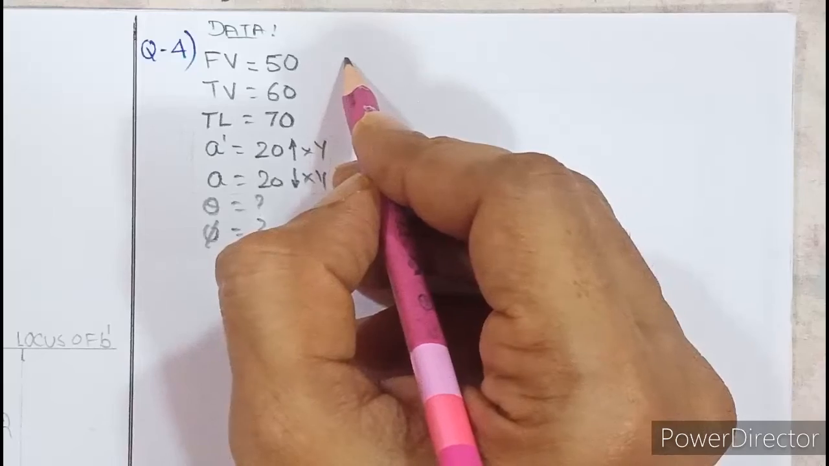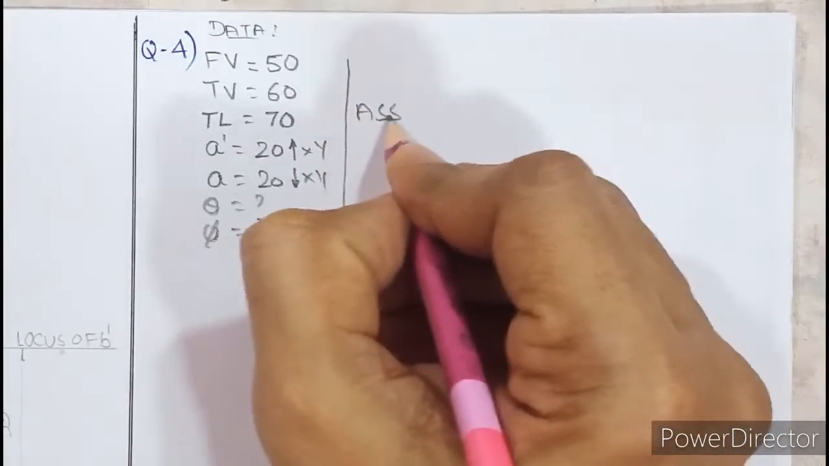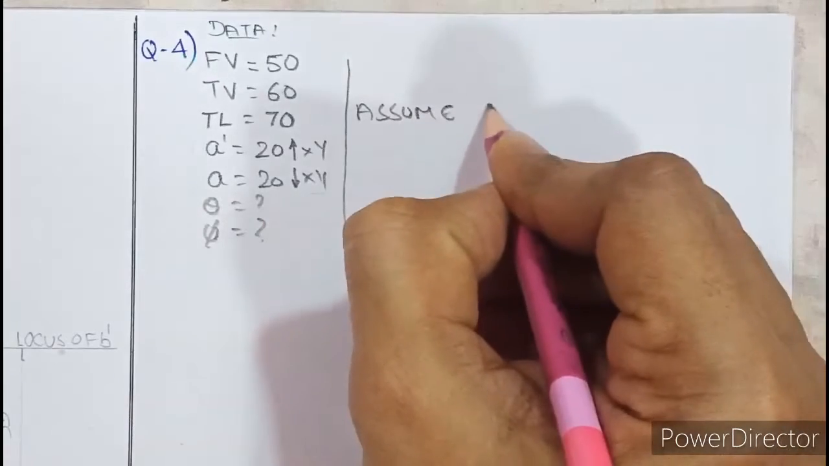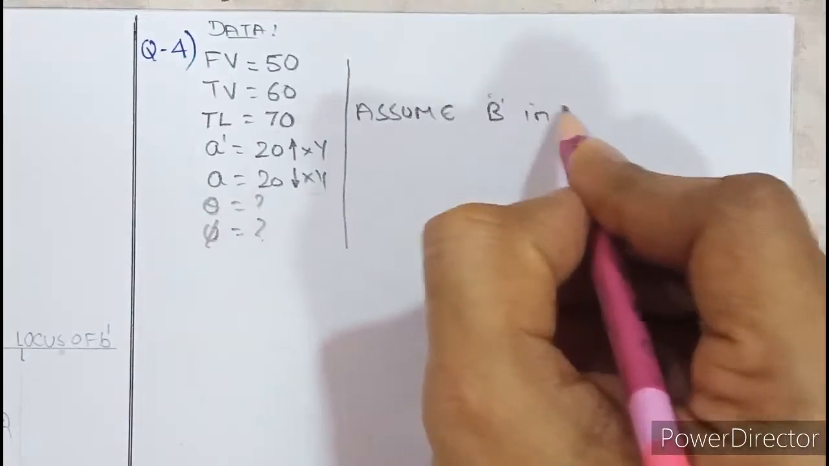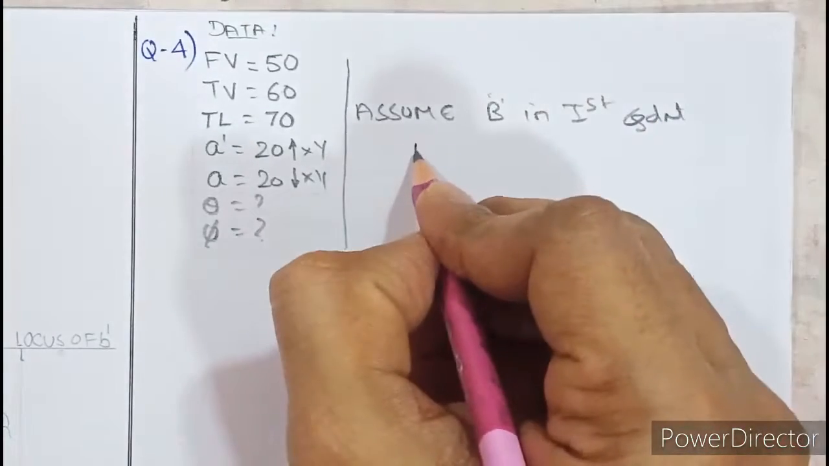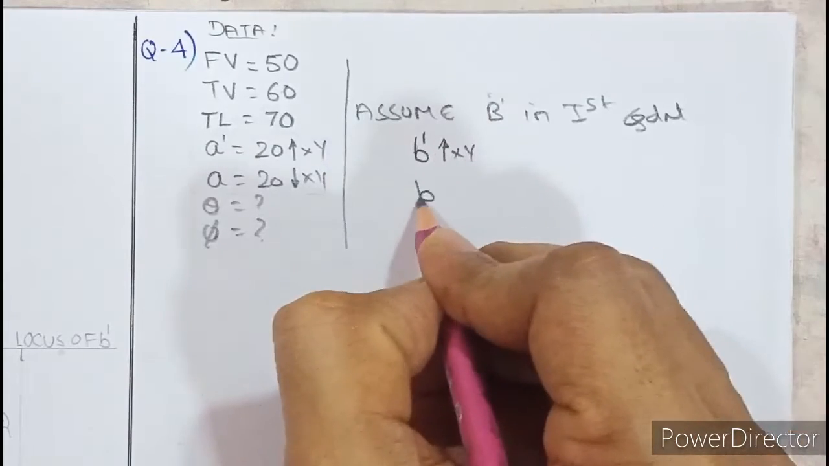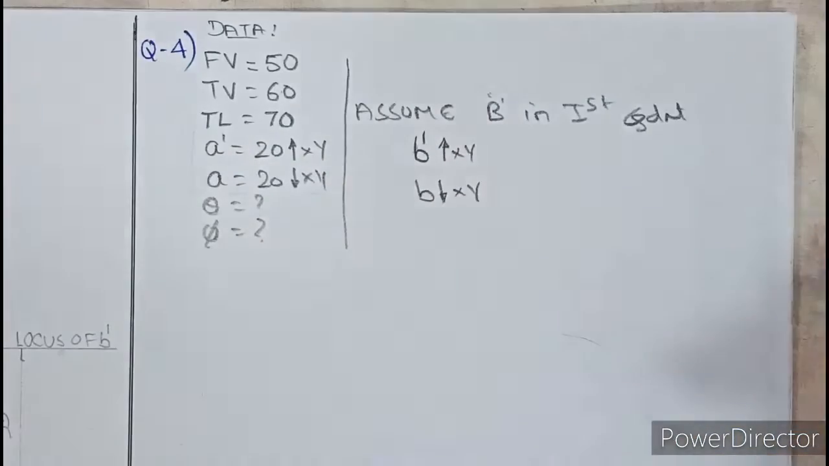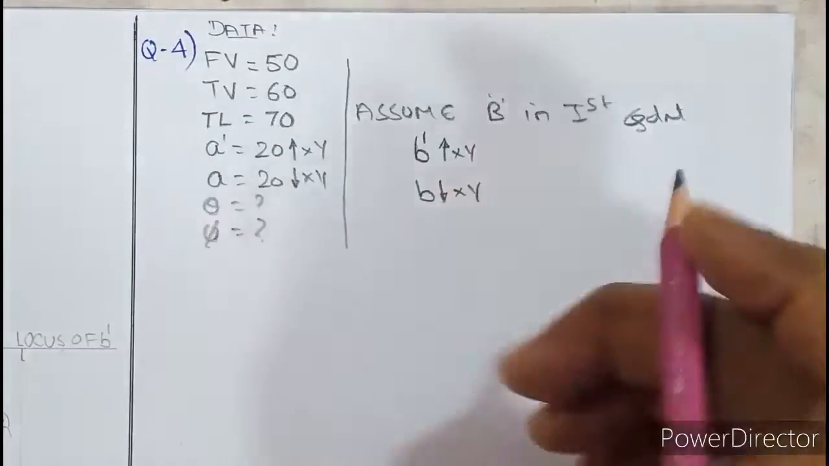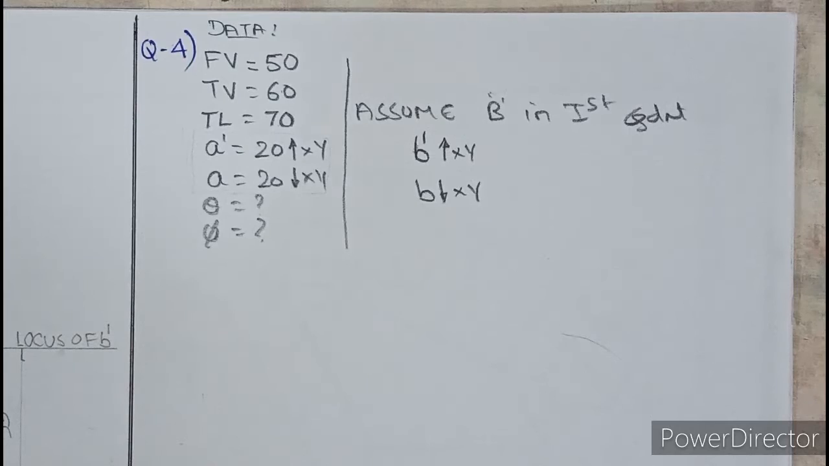So what one can do is either draw a flower bracket or draw a line and write down: assume B in first quadrant. And this is not sufficient. Below that you should write down B dash above XY and B below XY. So the data has to be written like this. This is our assumption. Actually B can be in any quadrant, but for our simplicity we write B dash above and B below XY.